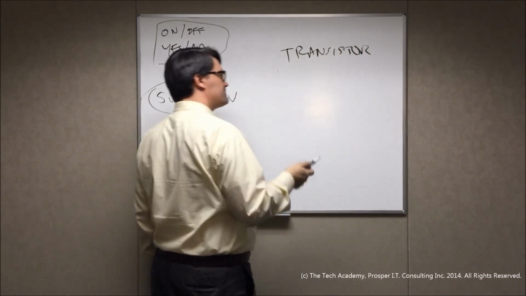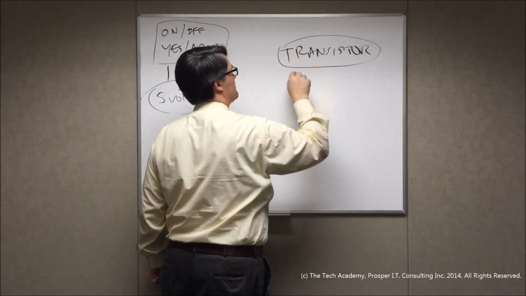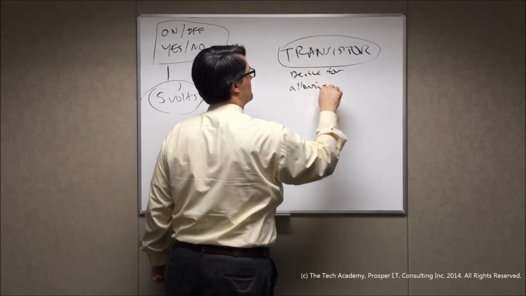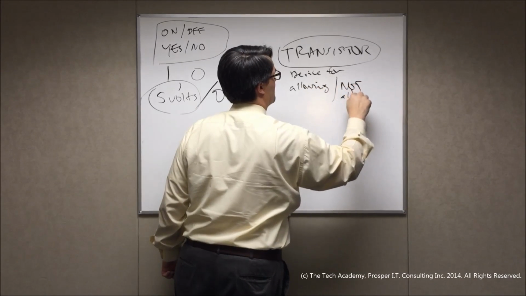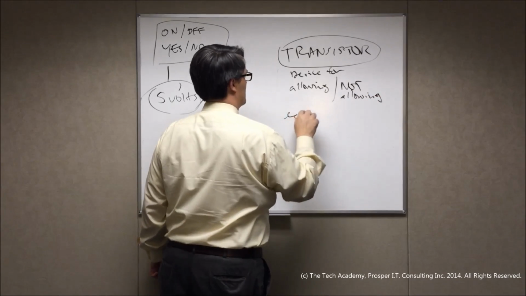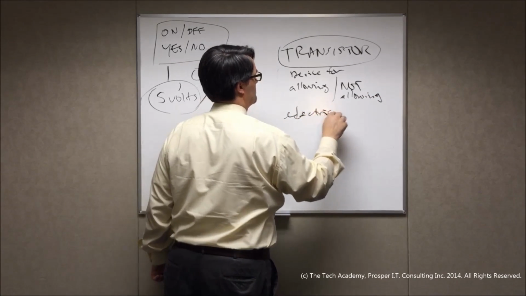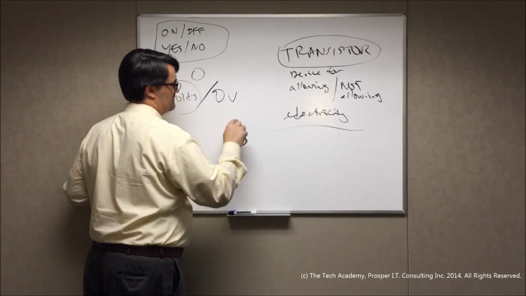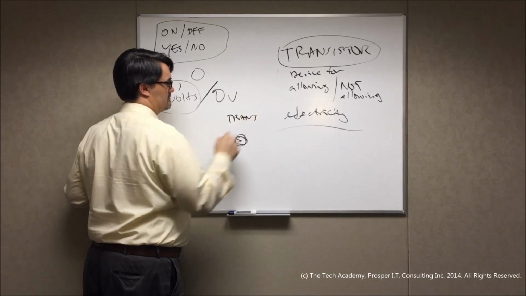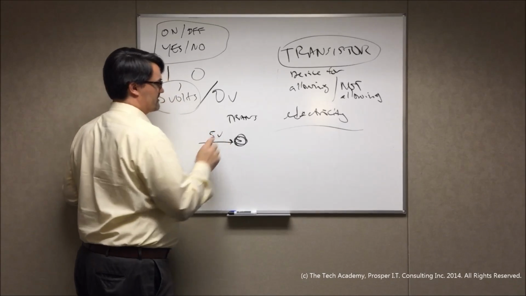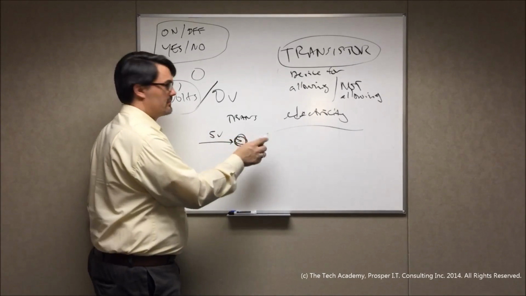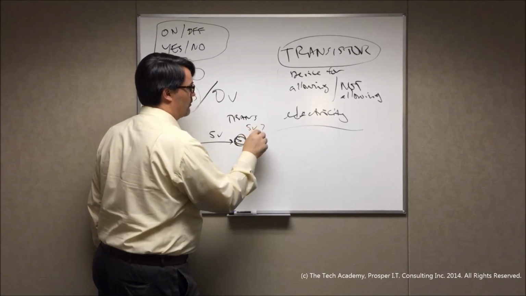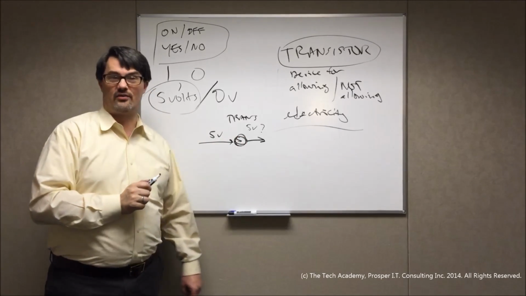A transistor is a special device for allowing or not allowing electricity to flow. How does it do that? Well, let's say you have this little device called the transistor, and it's got 5 volts of electricity coming in one side on a wire, and it's got a wire coming out the other side. You're looking to find out, can I or can I not get 5 volts there? And you can base a lot of decisions on that.